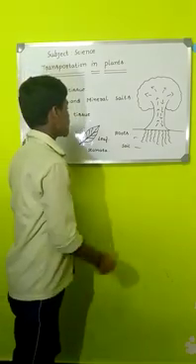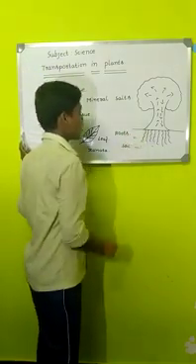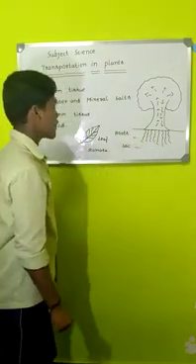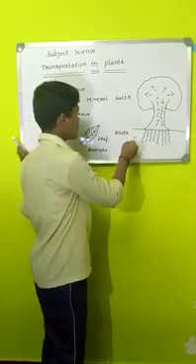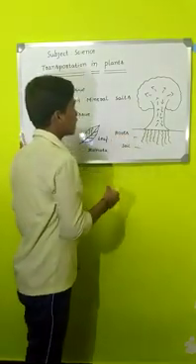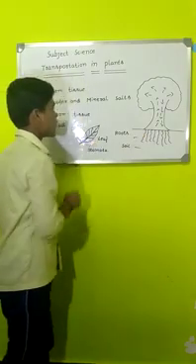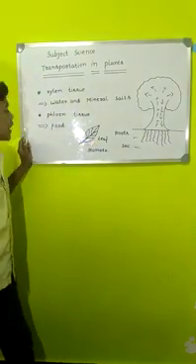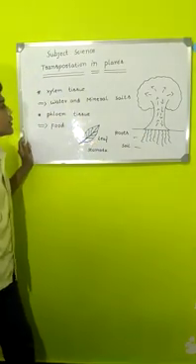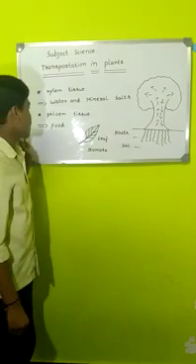The water moves upwards. The root pressure helps the xylem tissue to transport the water upwards, and the suction pressure created during the transpiration process helps the xylem tissue to transport water upwards, and it helps to regulate the temperature.